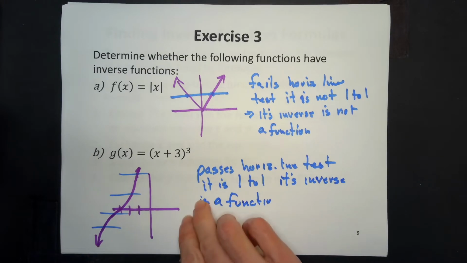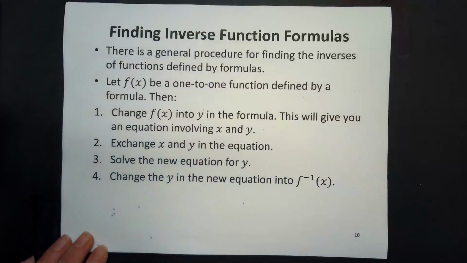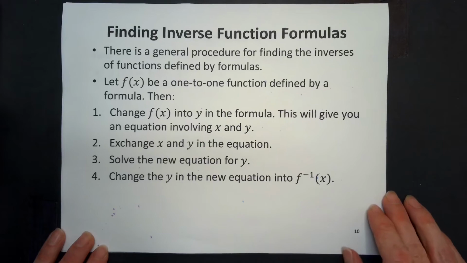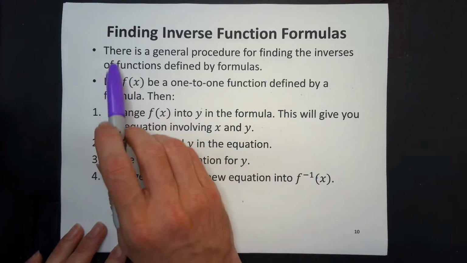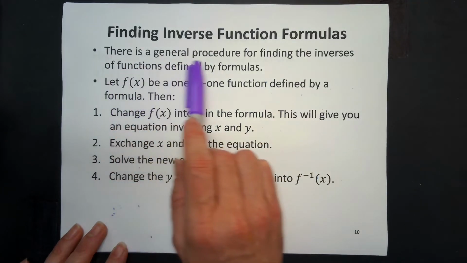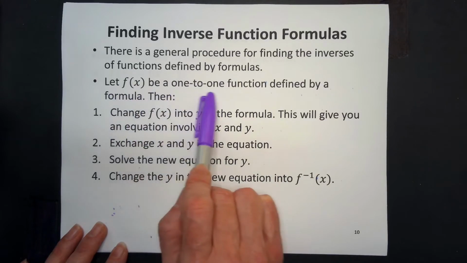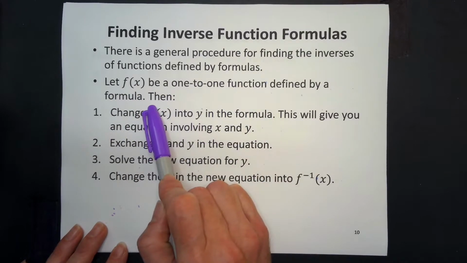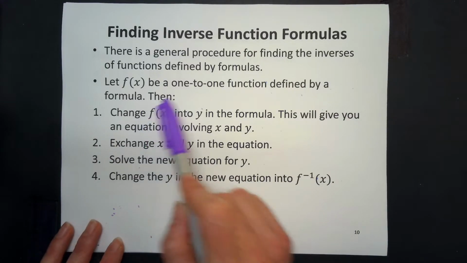All right. So knowing a rough sketch of the graph can help you find the inverse and tell if it has an inverse. Usually if you try to solve it for an inverse, and we'll do that here in a second, you'll get some weird stuff back out. I'll go over that more in a second. So, finding the inverse function formulas: there's a general procedure for finding inverses of functions defined by formulas. We let f of x be a one-to-one function defined by a formula. If they ask you to find an inverse, it's either going to have an inverse and be easy to solve, or you can just leave it in its x-swapped-y format.